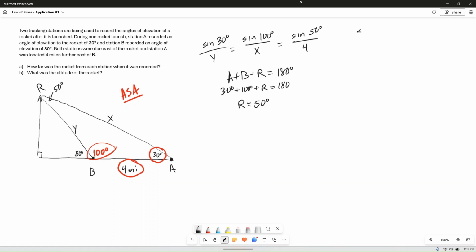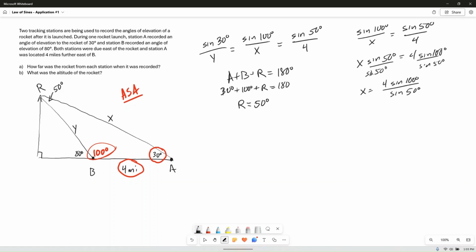So let's do X first. If we take the sine of 100 degrees over X, that has to equal the sine of 50 degrees over 4. We can then cross multiply and divide in order to solve for X. So X times the sine of 50 degrees is equal to 4 times the sine of 100 degrees. We divide the sine of 50 degrees to both sides, so X is going to equal 4 times the sine of 100 degrees over the sine of 50 degrees.